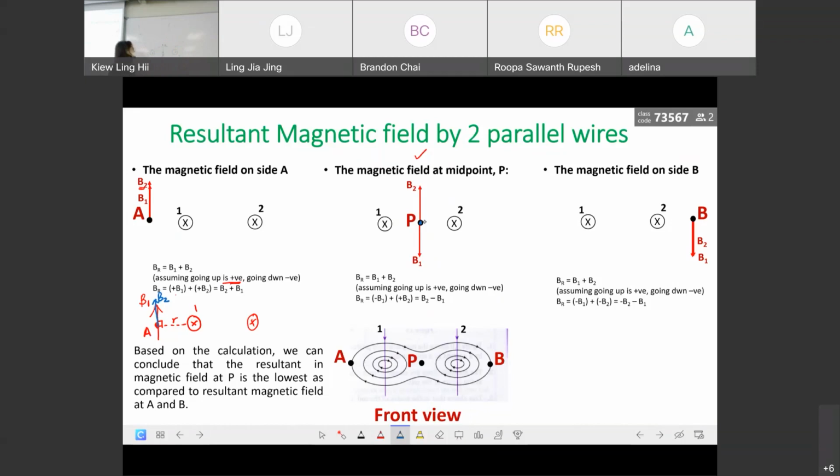So in this case, they are moving in opposite directions. So you have to assign also. So let's assign going out as positive. So the resultant field will be B2 minus B1. Okay? Clear.